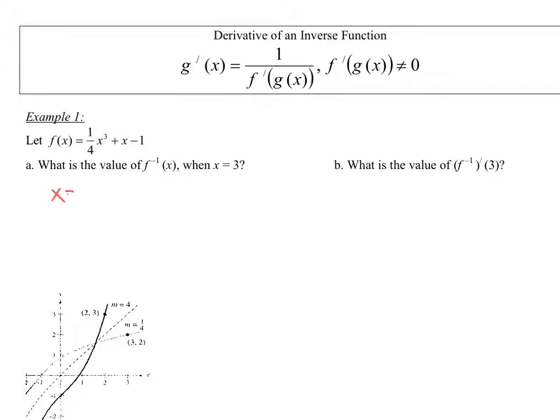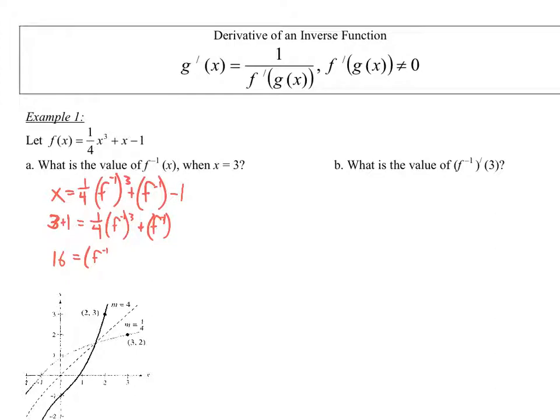So let's do this. We're going to make it x equals 1/4 f inverse cubed plus f inverse minus 1, right? So if I make x equal 3, I'm going to add 1 to both sides, and that's 4 equals 1/4 times f inverse cubed plus f inverse. How about if I multiply by 4? So that's going to be 16 equals f inverse cubed plus 4 times f inverse.